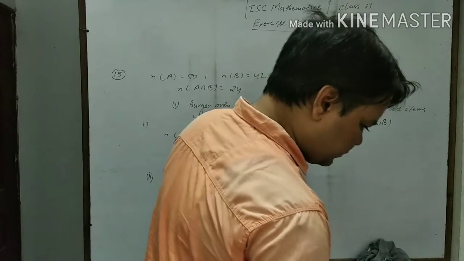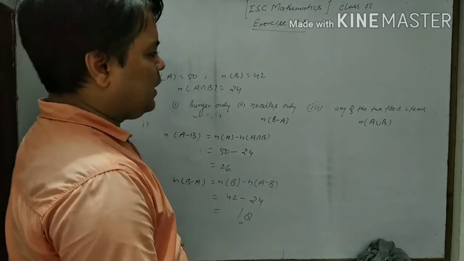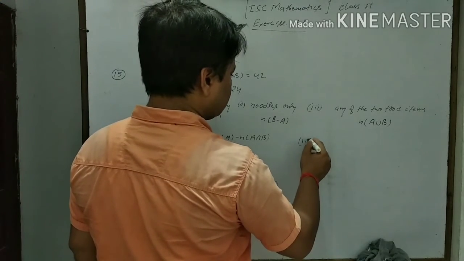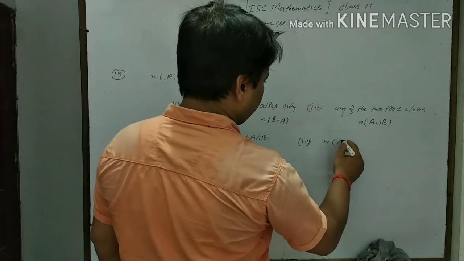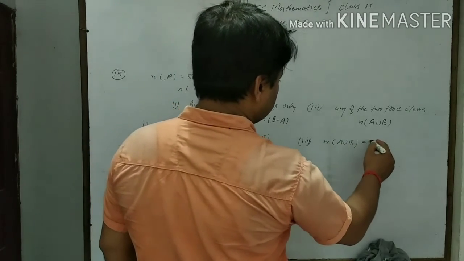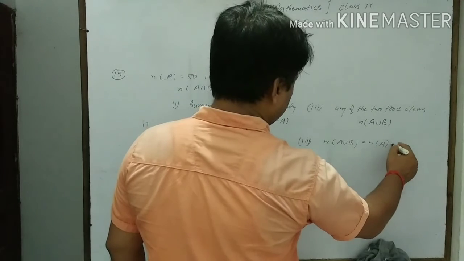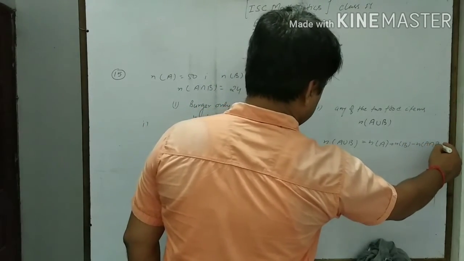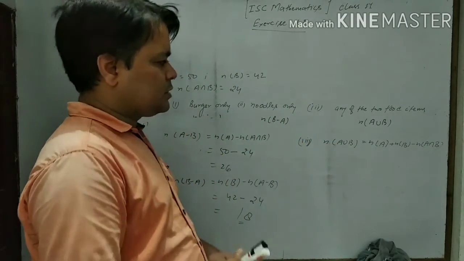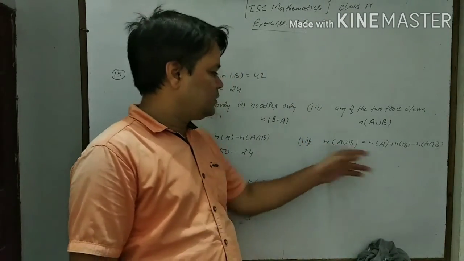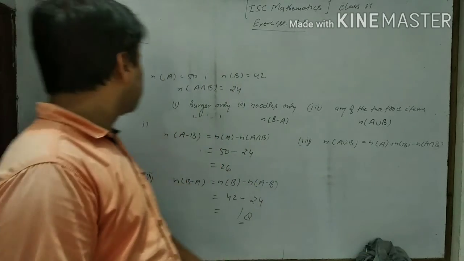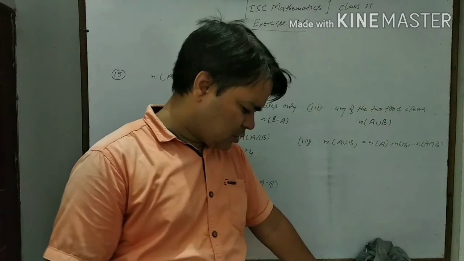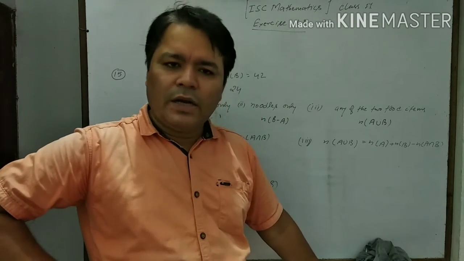Okay, now we have to find any of the two food items. The third one means we have to find cardinal number of A union B. Use this formula: cardinal number of A plus cardinal number of B minus cardinal number of A intersection B. Using this you can find the solution of the third part of question number 15 also. Similarly you can solve questions 16, 17, 18 and 19.